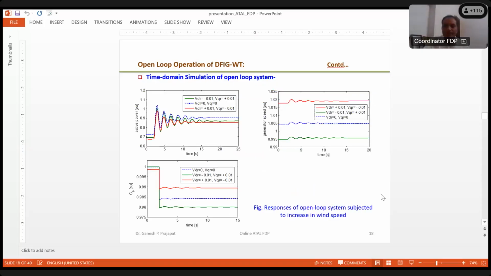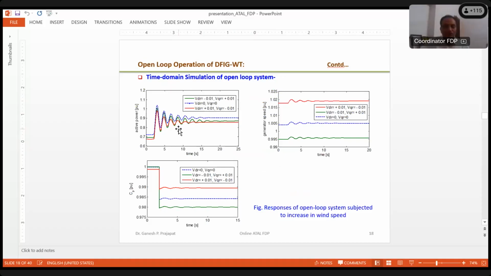Now here is the time domain simulation of the open loop system. As I already told, if you change the rotor voltage manually, then definitely there will be some change in the output power, stator voltage, rotor voltage, rotor reactive power, and so on. So in that way, I just tested that if I change the D and Q components of the rotor voltage, then definitely the active power will change accordingly.